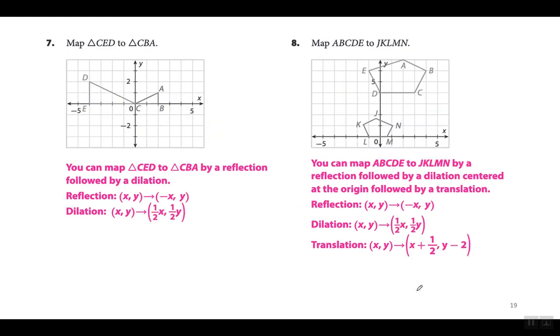And these are the last two examples. Gotta hurry up. Okay, so they're starting with triangle CED. So again, the first step is to reflect it over the y-axis. That was step one. Reflect over the y-axis. And the second step is to do a dilation where you make the triangle smaller by multiplying by a number less than 1.